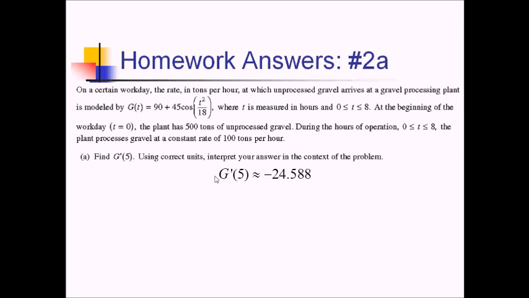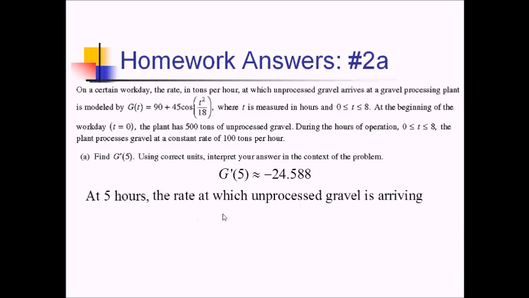And that's great for that first point, but now I have to actually explain what I just figured out. So g itself was the rate at which gravel was coming in. G prime then is the rate of the rate at which gravel is coming in. So if I have a negative rate, then that means at 5 hours, we have to put the time in there, at 5 hours, the rate at which unprocessed gravel is arriving, since this is negative, that means this rate itself is going down, is decreasing by 24.588.